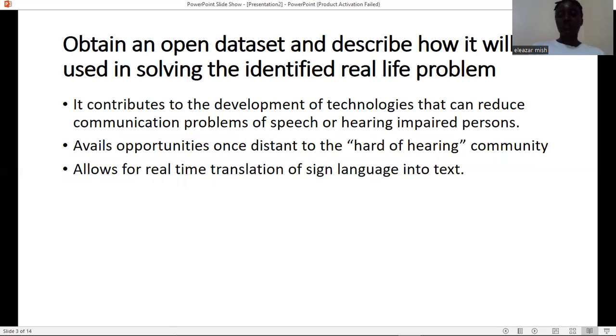So we were tasked with finding a data set that is appropriate for our project, and how it solves the problem. The data set basically is contributing to developing a technology that reduces the communication problems of speech between the hearing and the hearing impaired persons. It's also supposed to allow for real-time translation of sign language to text.